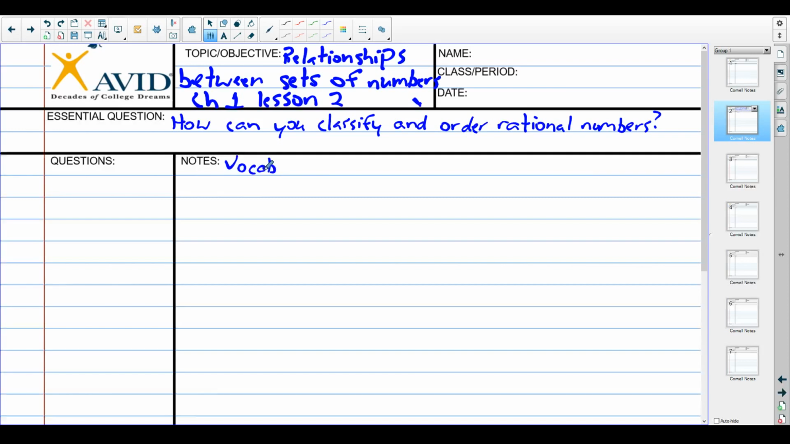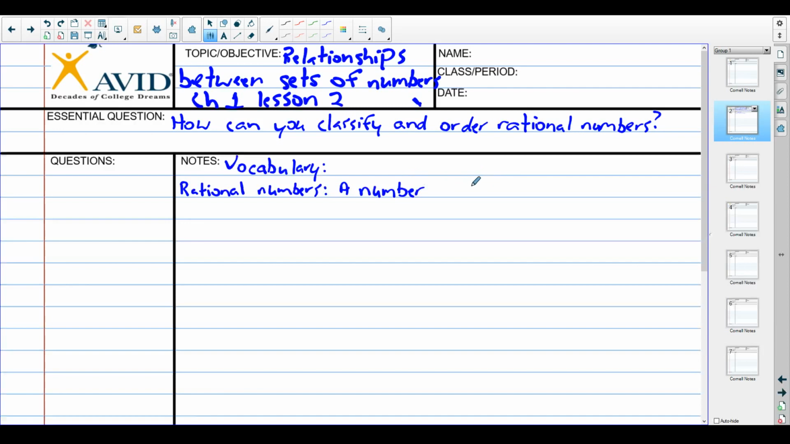Vocabulary is where we're going to start. So we're going to learn some new words, and we're just going to learn our different set names. So the first set is the biggest set we see in 7th grade, rational numbers. A rational number is any number that you can write as a fraction.